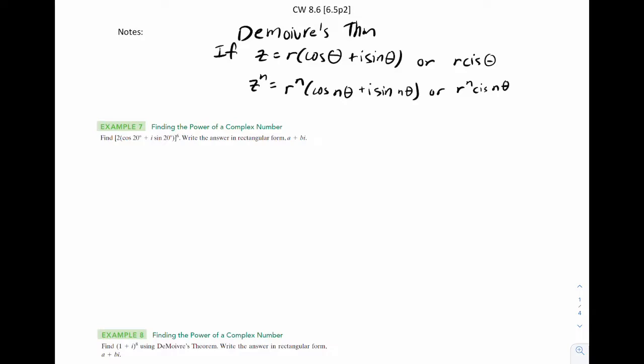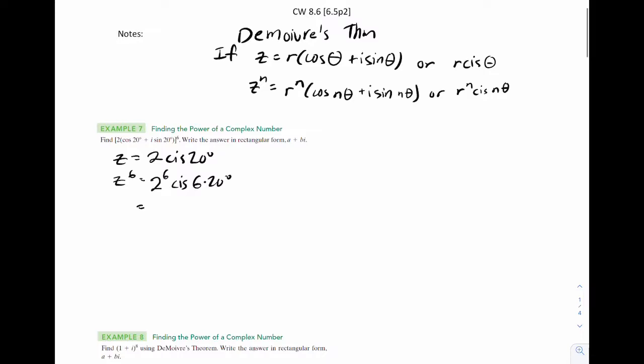So look at our first example. You can think of your z as the inside number, so 2 cis 20, and we're going to raise it to the 6th power. Apply the theorem: 2 to the 6, cis, 6 times 20. 2 to the 6th power is 64, and then you get cis 120. That would be the answer in polar form.